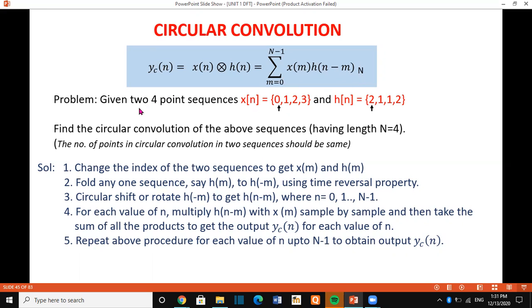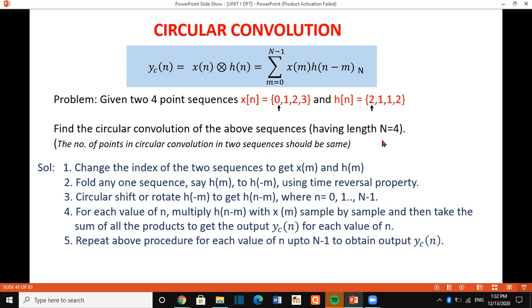Let's straight away start by finding the circular convolution of the given two 4-point sequences: x of n which is equal to 0, 1, 2, 3 and h of n which is equal to 2, 1, 1, 2. The symbol here denotes the n equal to 0th sample, and here also the n equal to 0th sample is equal to 2. We need to find the circular convolution of these sequences, and the length of the sequence is denoted by the capital letter N, which is equal to 4.